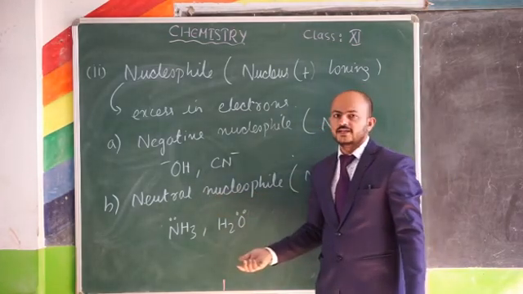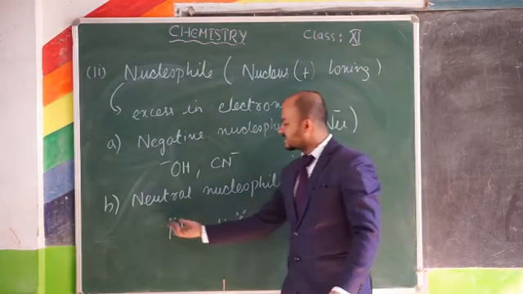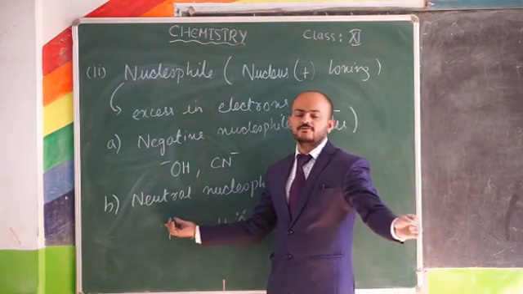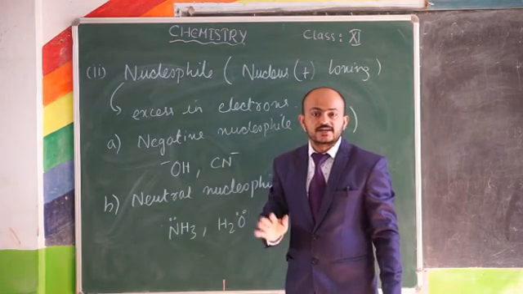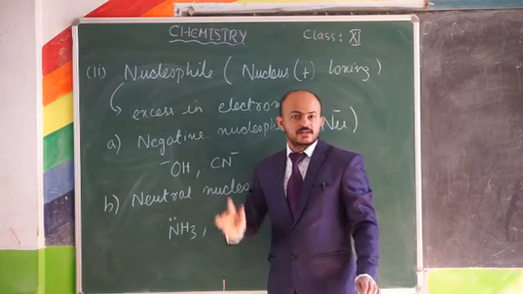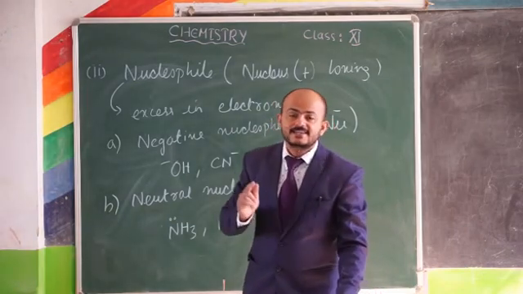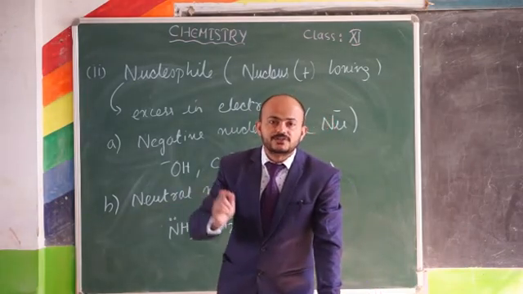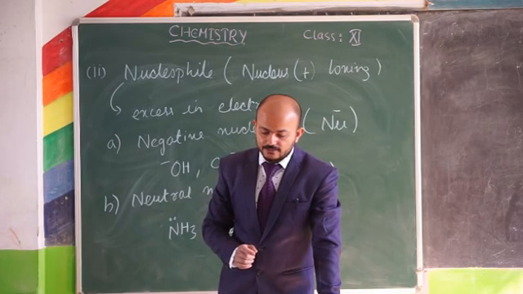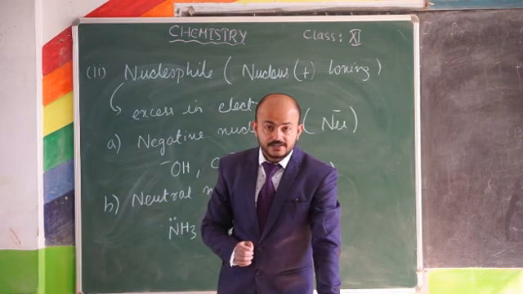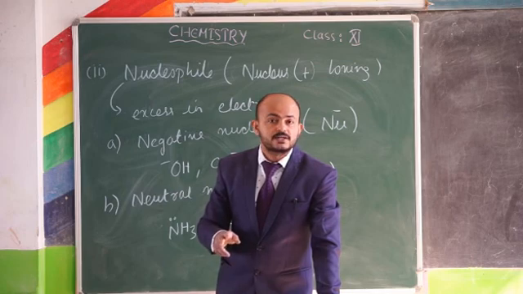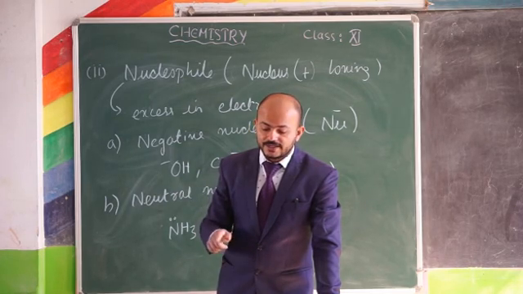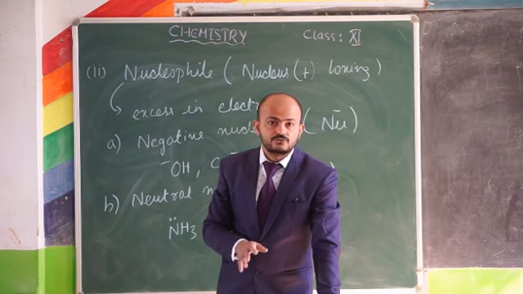In neutral nucleophiles, even though they are excess in electrons in the form of a lone pair, they do not have a negative charge. They are neutral in that sense, but don't forget they are excess in electrons because of the presence of a lone pair of electrons. So there's a difference between electrophiles and nucleophiles. Since we have discussed what electrophiles and nucleophiles are, on page number 12.71 the difference between electrophile and nucleophile is given. Please go through it properly.